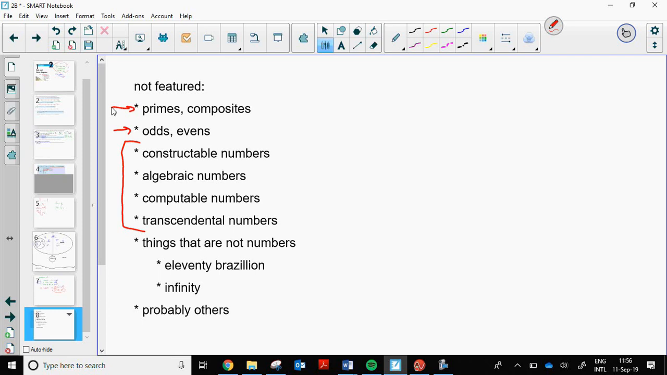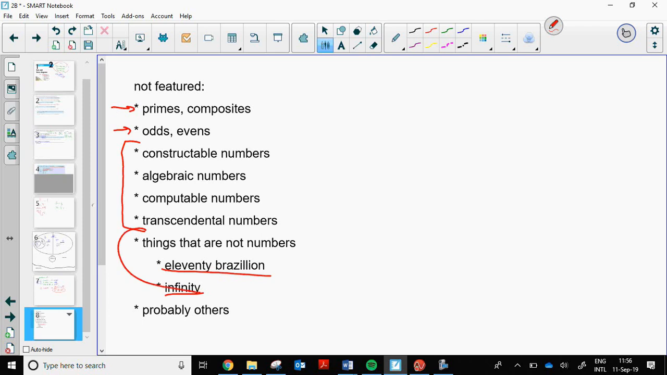And then we have things that are not numbers. So you can make up things like that one, and infinity is not a number, so please don't think that it is. And there's probably other sets that I've left out of here, but this is just a list that I came up with.